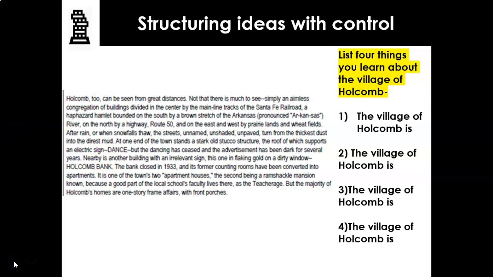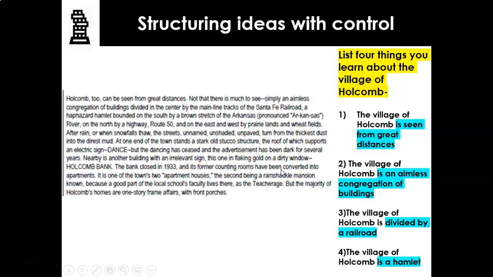Now, as we go through the answers for this, there is room for variation because there's more we learn in this paragraph. These are just 4 examples. If you've got similar ones, you can give them a tick. But really, as we look at these answers, as long as you can say, there it is in the paragraph that's telling me something about Holcombe, you can give yourself a tick. So the village of Holcombe is seen from great distances. Brilliant. The village of Holcombe is an aimless congregation of buildings.